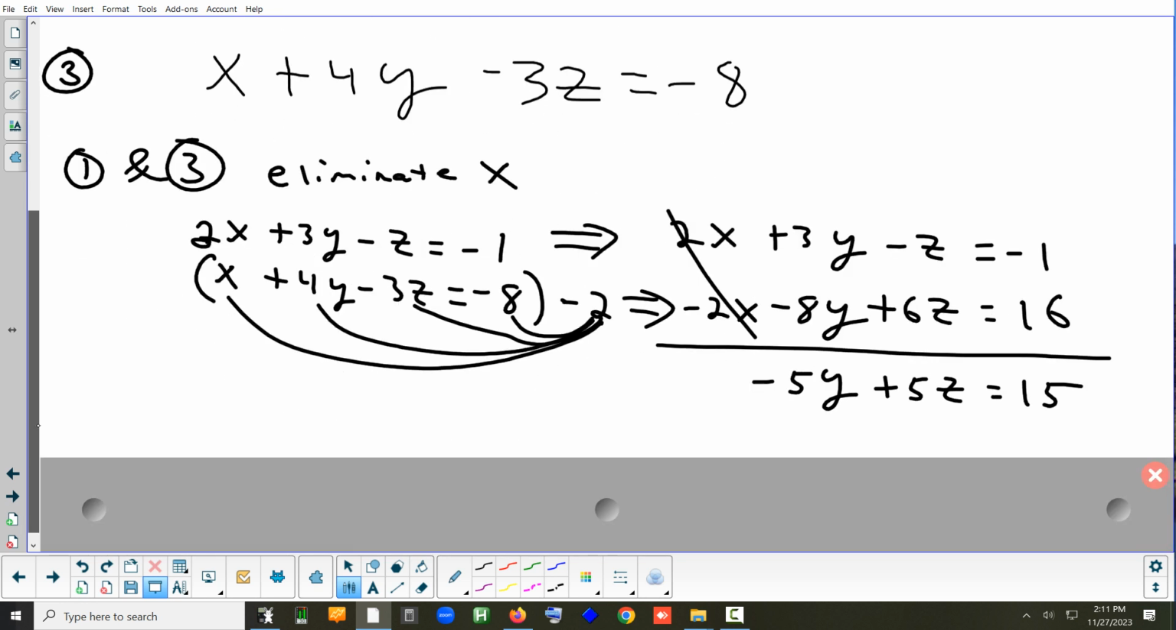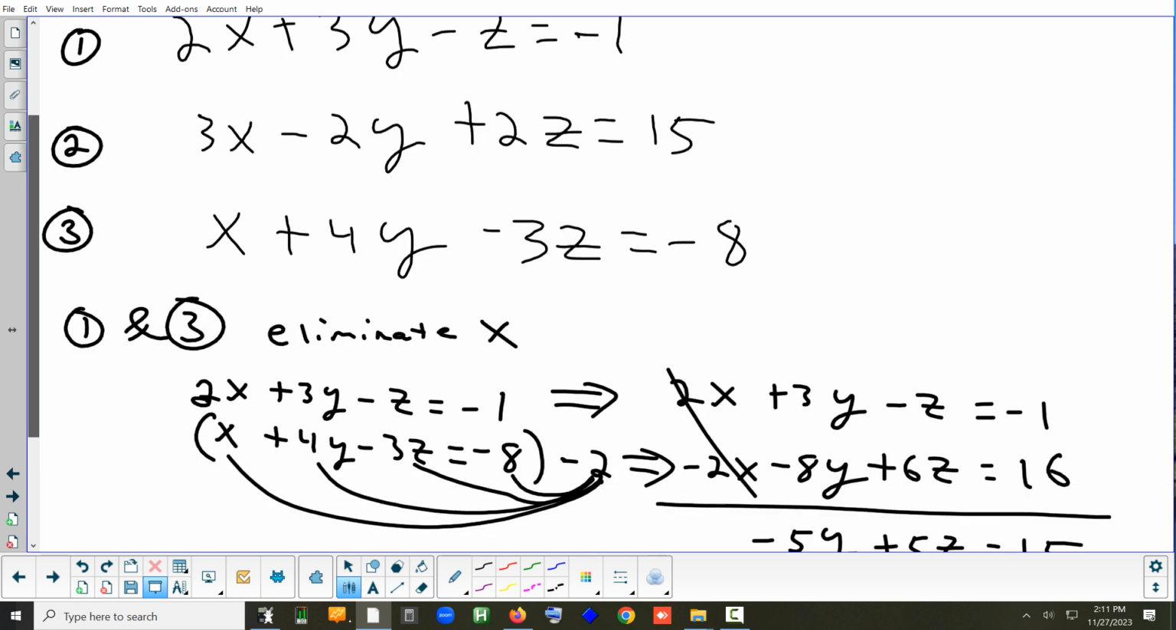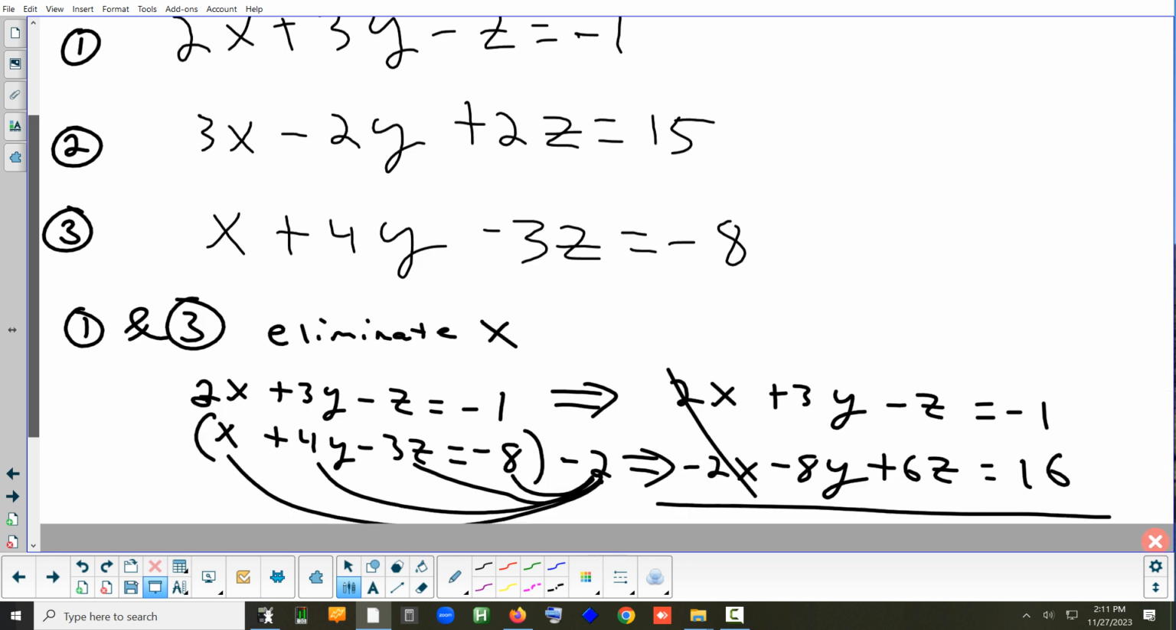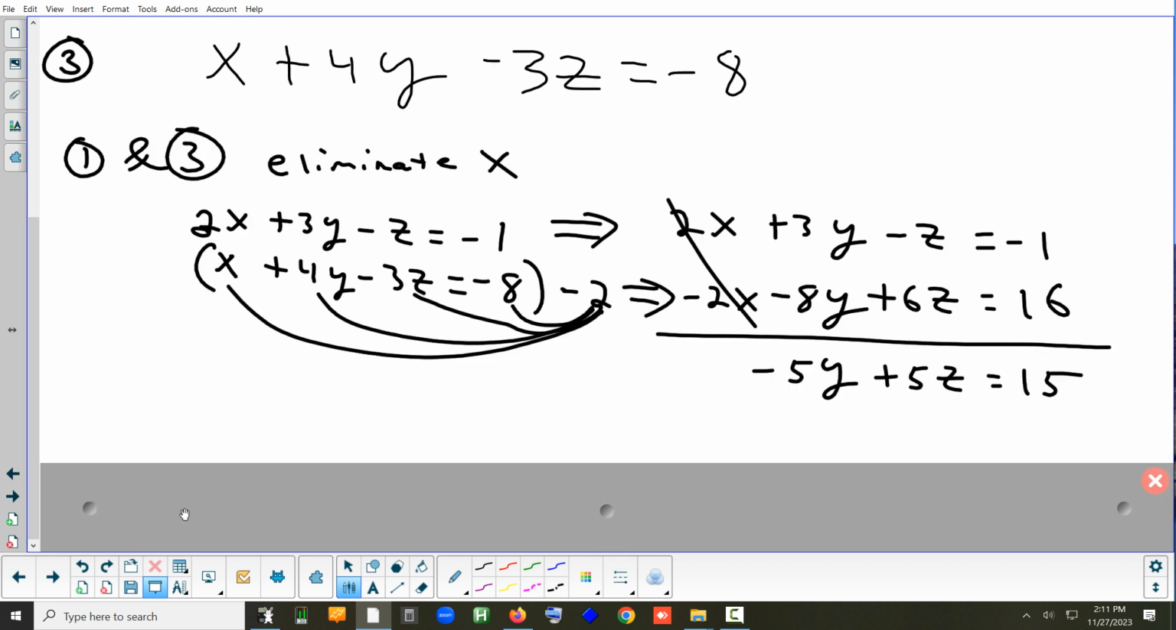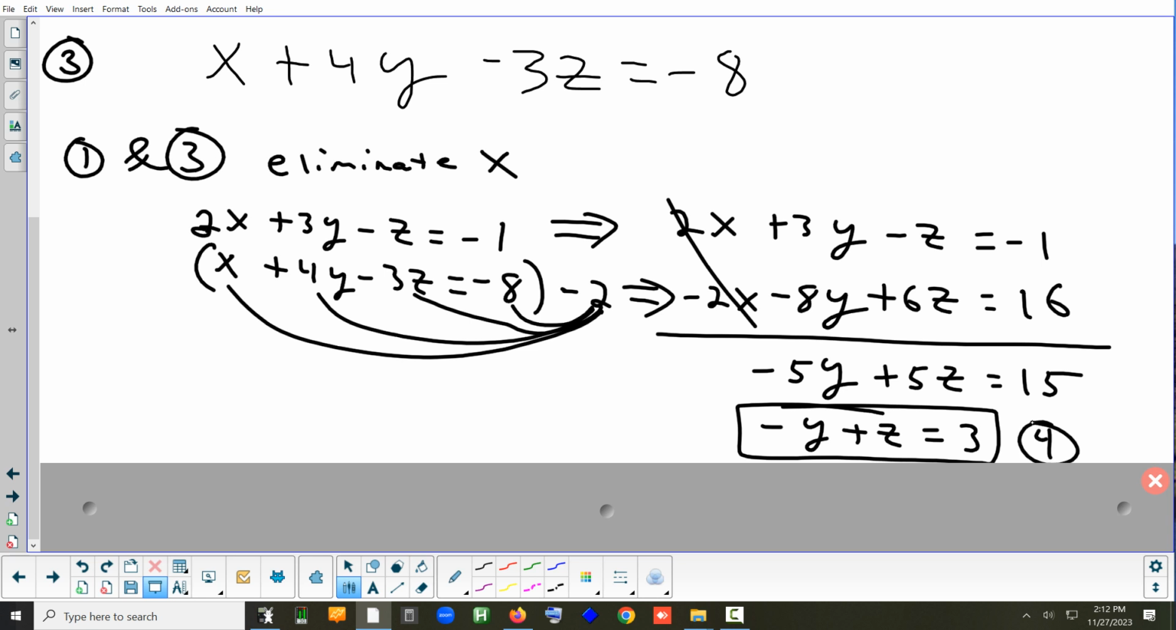But you could stop there, but what do you notice about that? Anybody notice anything about it? All the values are divisible by 5. Yeah, everything is divisible by 5. If you can divide everything by the same number to make your numbers smaller, that's going to make it easier. So if we divide everything by 5, what do we get? -y plus z. And what's on the other side? 3. So I'm going to call that equation 4. I've now created an equation that only has a y and a z in it.